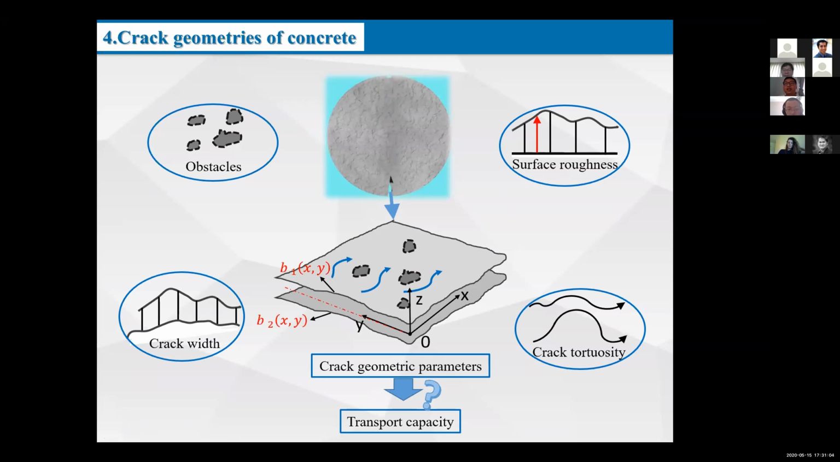As we know, the cubic law is based on two parallel and smooth plates. However, a real crack cannot be an ideal situation. There will be surface roughness and crack tortuosity, and how they influence the transport capacity.